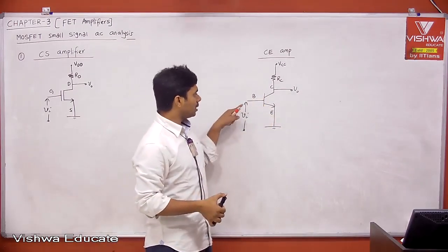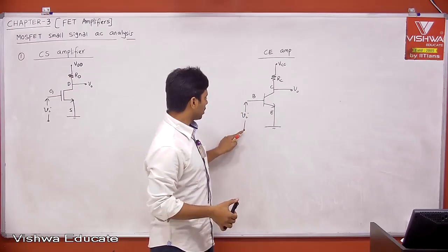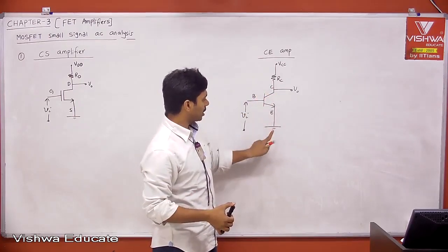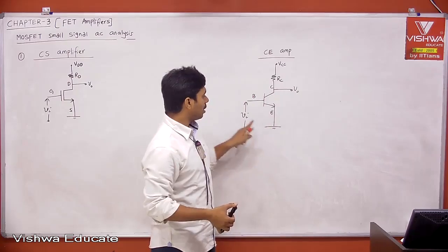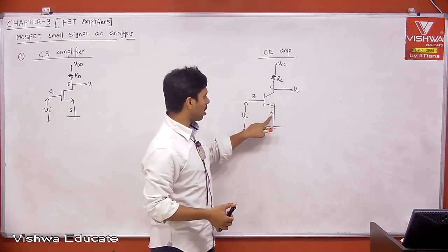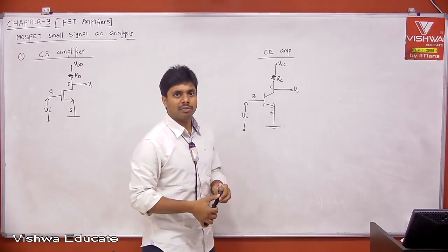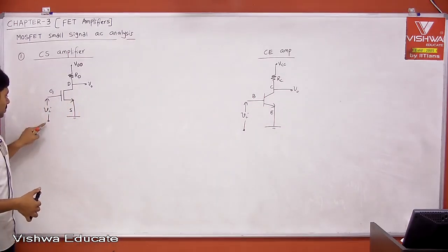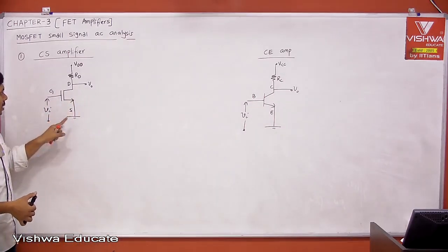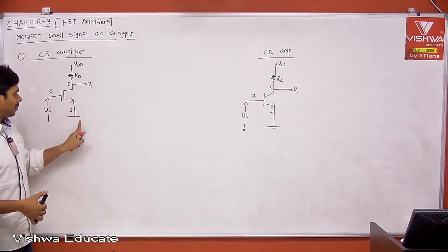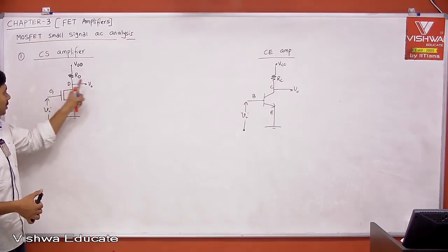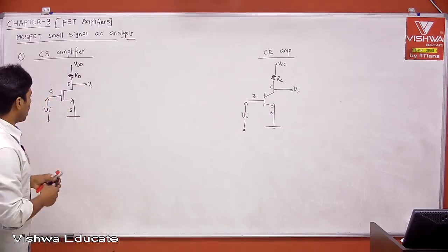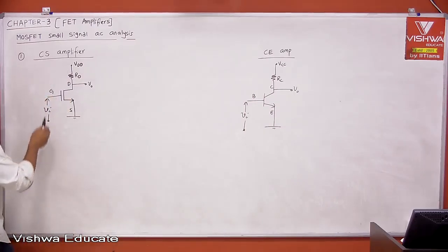How? Applying input voltage at base with respect to ground, emitter is at ground. Taking output voltage at collector with respect to ground, emitter is at ground. For both input and output, emitter is common, therefore common emitter amplifier. Applying input voltage at gate with respect to ground, source is at ground. Taking output voltage at drain with respect to ground, source is at ground. For both input and output, source is common. Common source amplifier.